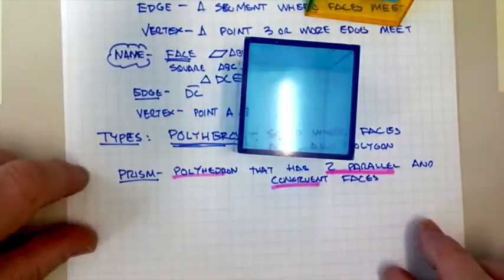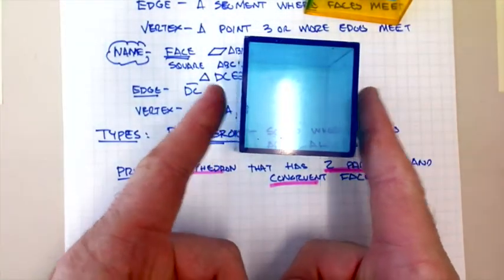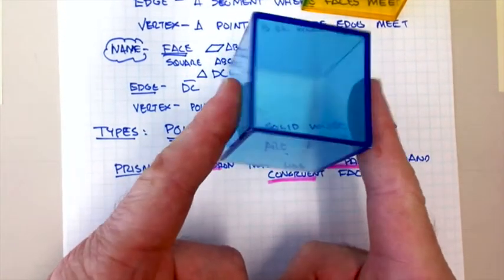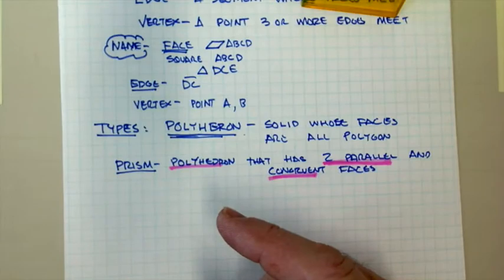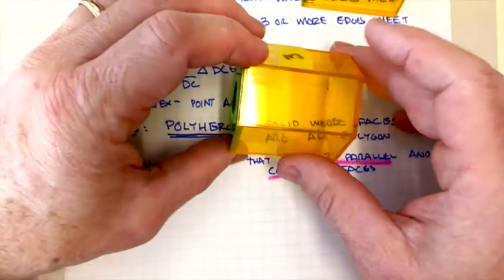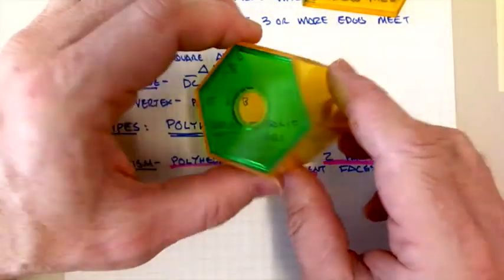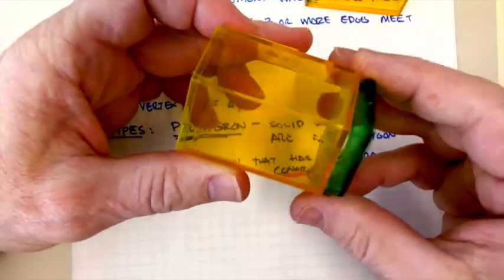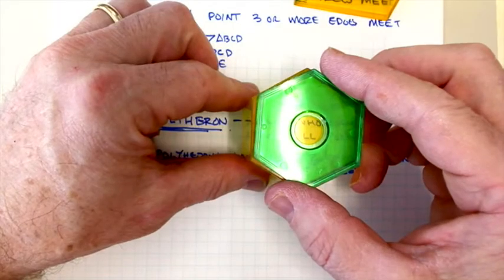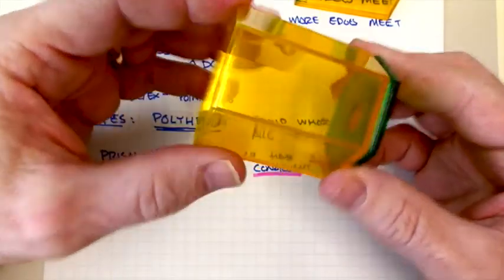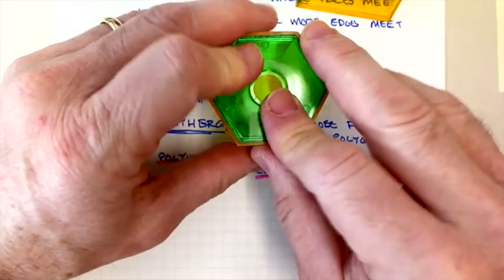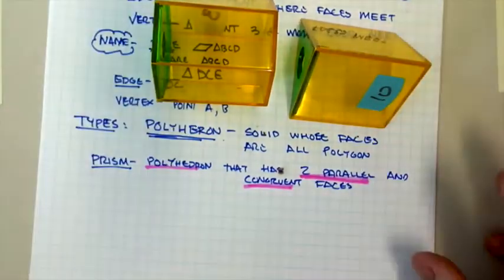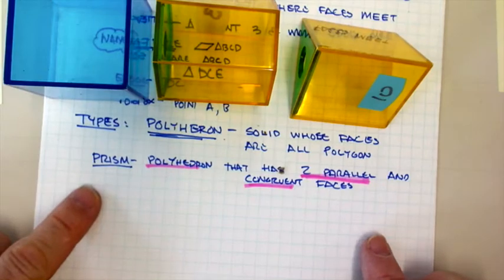This cube is a prism because it has two squares that are parallel and congruent, and even this one right here. This shape here has a hexagon that is parallel and congruent to another hexagon. Parallel and congruent bases make this shape, and this shape all prisms.